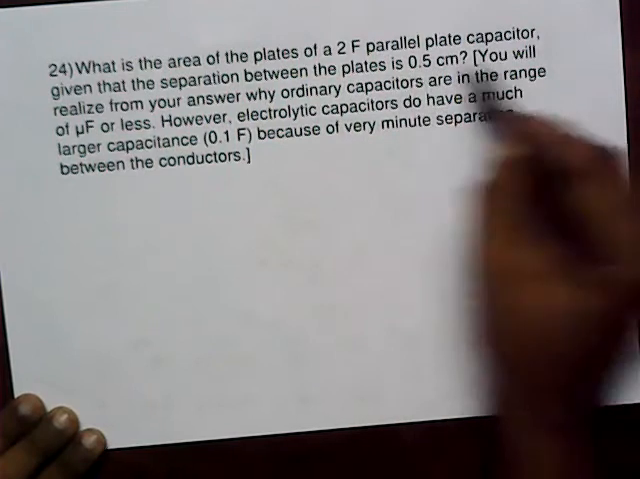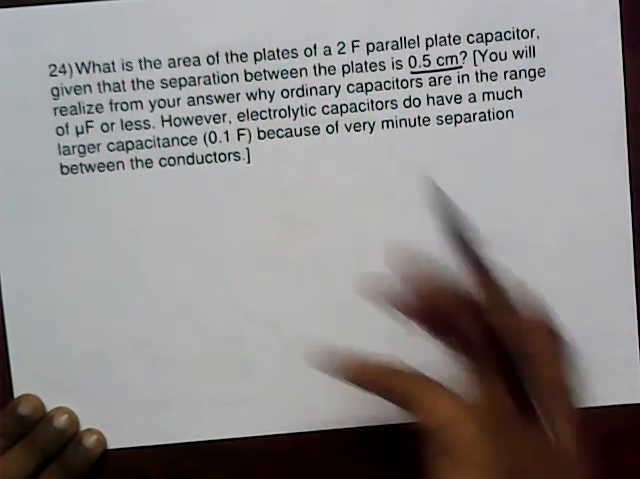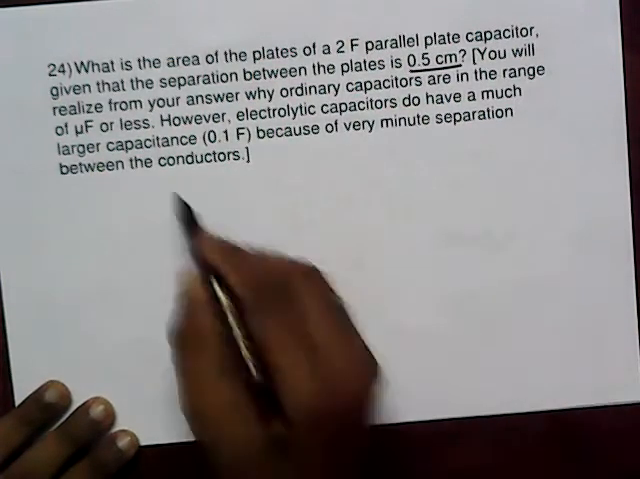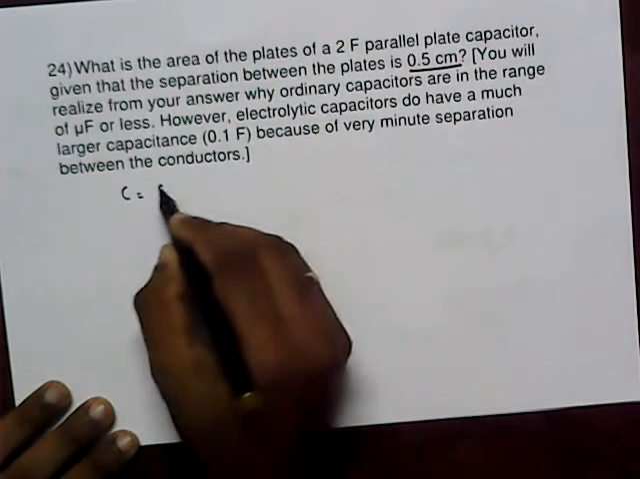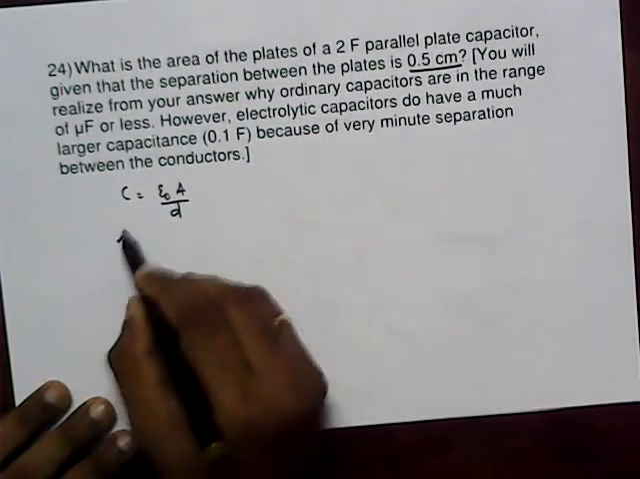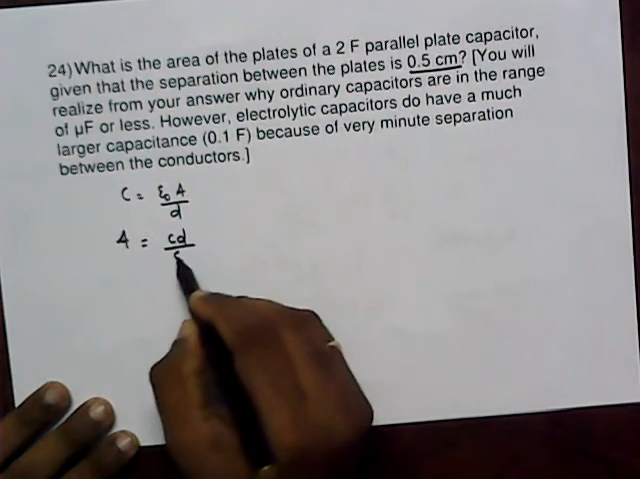Given that the separation between the plates is 0.5 centimeter, we get a very good concept from this question, and we know the concept as C equals epsilon 0 A by d. So we need to find the equation for A. So A is equal to Cd by epsilon 0.